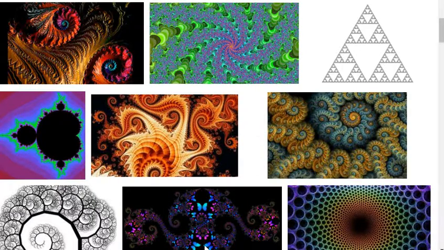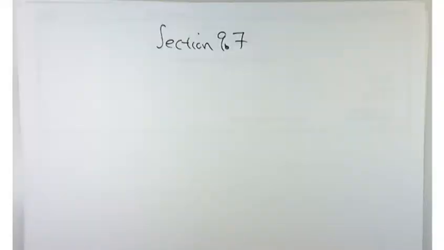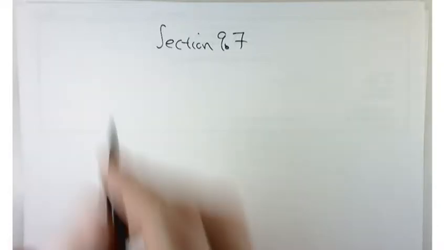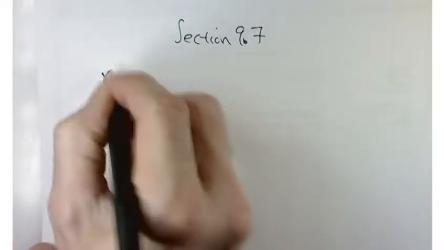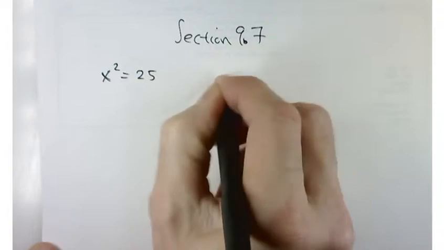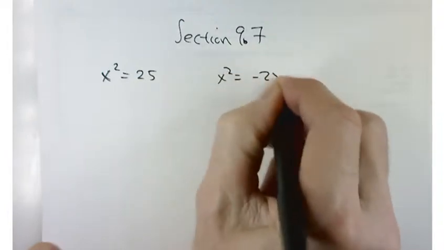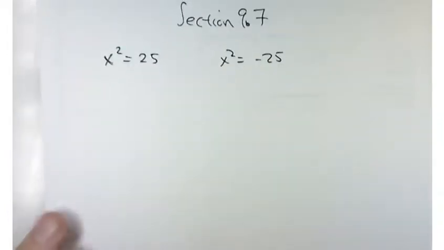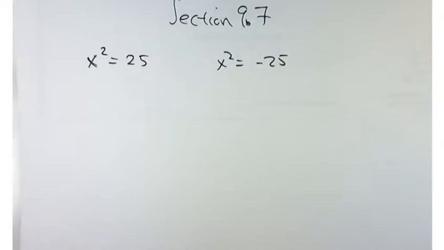So let me switch back over to here. We're going to look at a couple different equations to start with. x squared equals 25 and x squared equals negative 25. Now this is really in anticipation of stuff that we're going to do in section 10.1, so it's not that bad to kind of fast forward things.